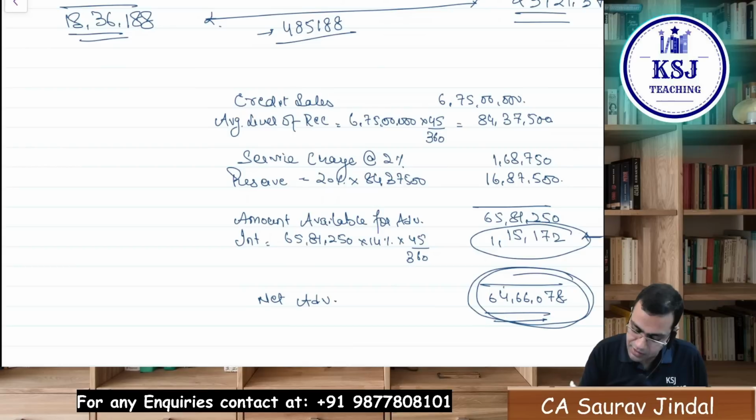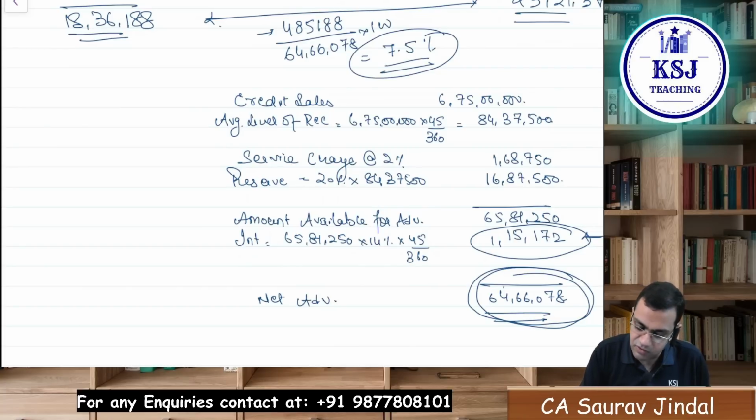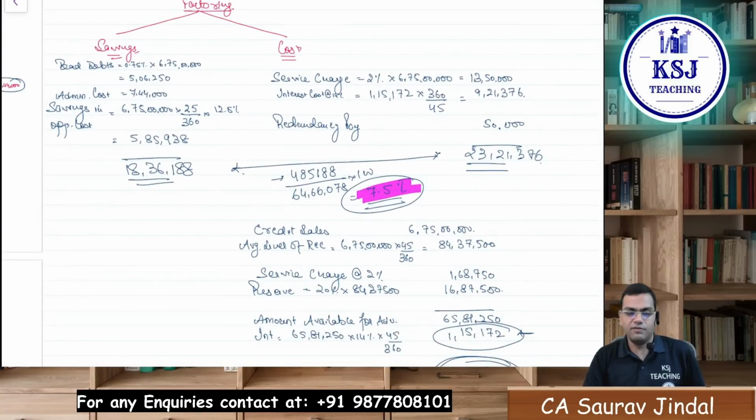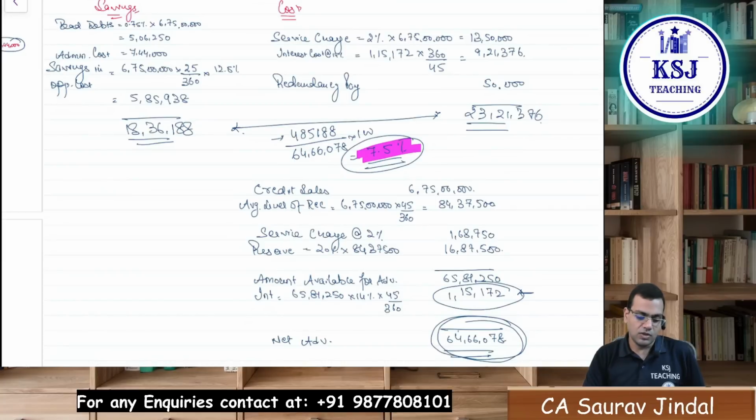So what is the percentage cost? 4,85,188 divided by 64,66,078 into 100. That comes to 7.5%. So this is the effective cost of factoring, what they are asking. Right? So this is the complete solution for factoring, where you have to calculate what will be the savings, what will be the cost, and accordingly you have to solve this. Clear? Complete factoring solution.